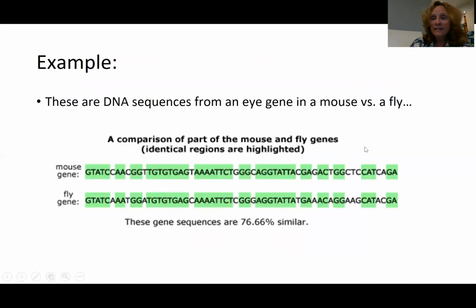Now, if we look at this, this is kind of cool. We're just giving you a little example of how we can use this molecular information to help us figure things out. What we have here are two small sections of the I gene for both a mouse and a fly, okay? So you can see the nucleotide sequences there. And you know it's DNA because you can see thymine in there, so you know it's all DNA. But they're the exact same gene.